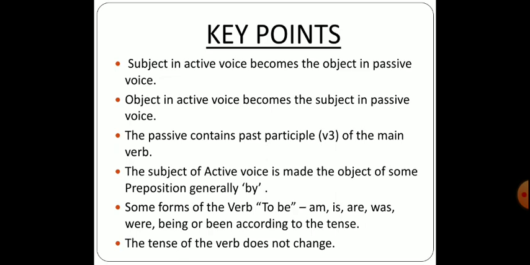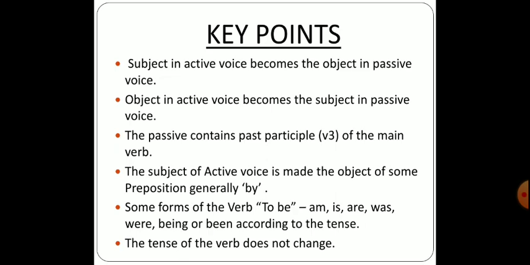The second point is, object in active voice becomes the subject in passive voice. In the previous sentence we have seen that a snake was the object in active voice. Now when we are changing it into a passive form, a snake, which was written behind, from there we are supposed to start the sentence. So a snake becomes the subject.